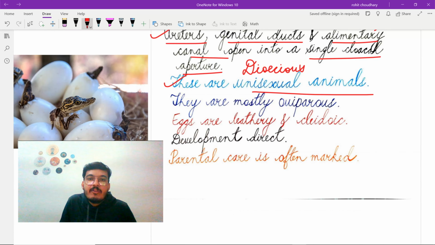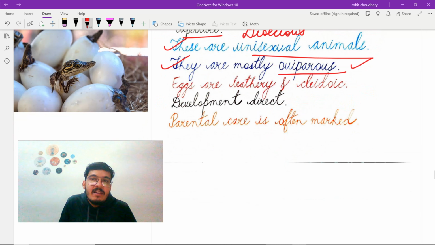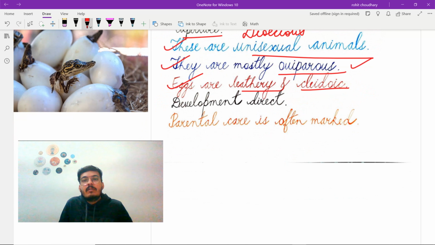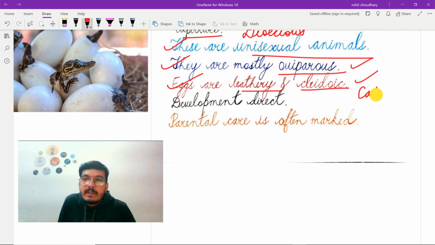These are dioecious. The next feature is they are mostly oviparous. Oviparous means they lay eggs. And the eggs are leathery and cleidoic, because the leathery texture protects the eggs and the cleidoic nature allows them to be laid outside of water. The eggs are leathery and cleidoic, that means the eggs are covered by a shell made up of calcium carbonate.